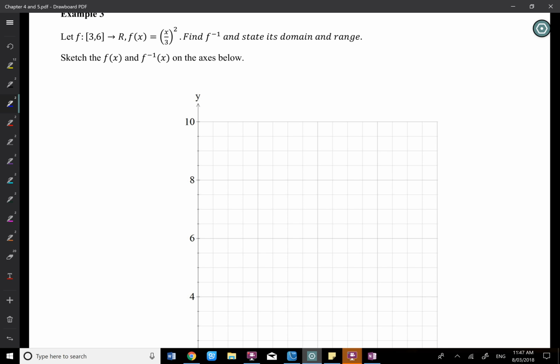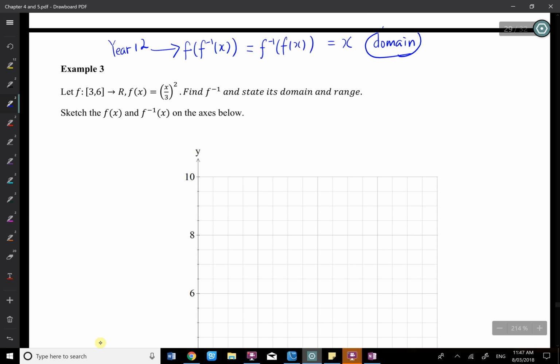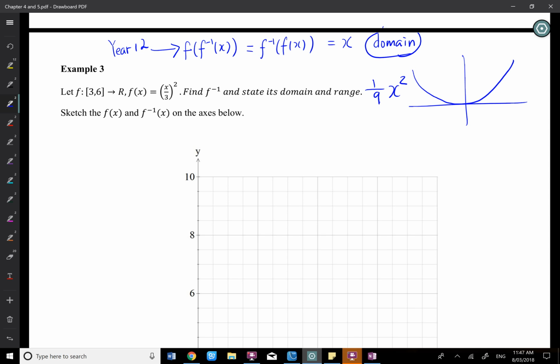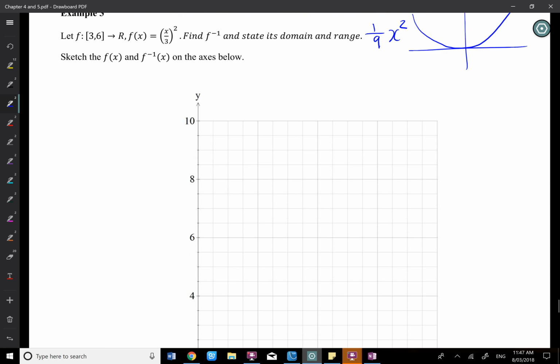It's not that hard. 0, 0. That's 1 on 9x squared. Okay, that's just 0, 0. So the graph looks like this. The turning point will just be 0, 0, so you can quickly see what the graph actually looks like. And the turning point is not included in the domain.